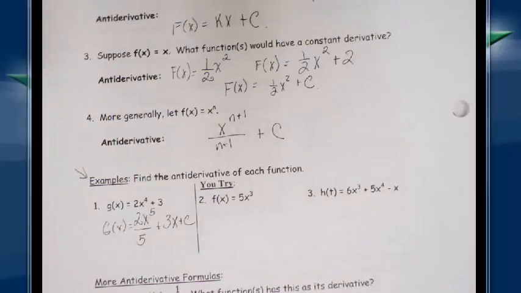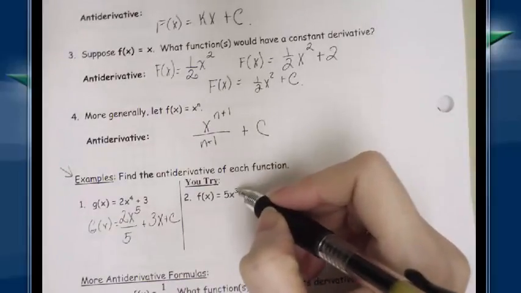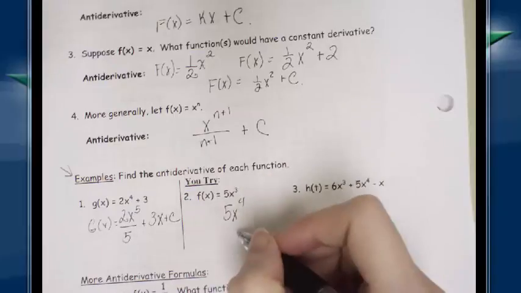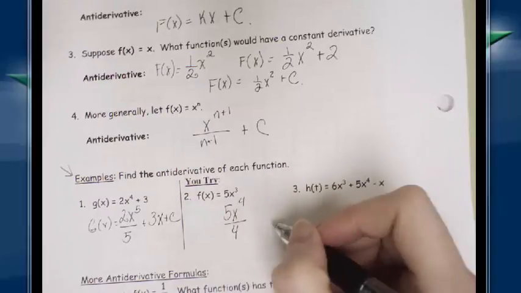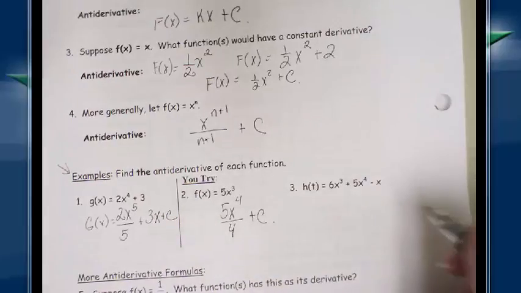Okay, try it. Pause, try it. Do it. Good, I'm sure you've done it. So now you say to yourself, self, what are we doing here? I have to go up a power, 5x to the fourth, and you divide by 4, and you add the c. The c is going to be your best friend.